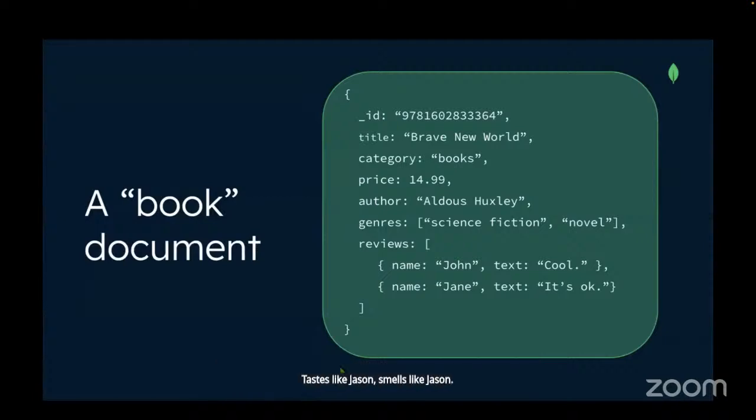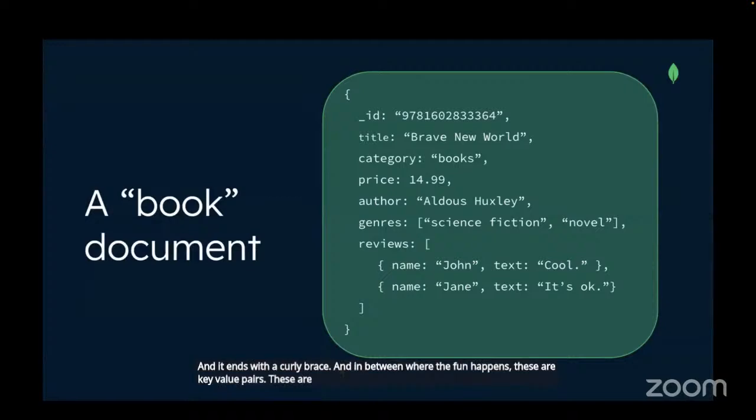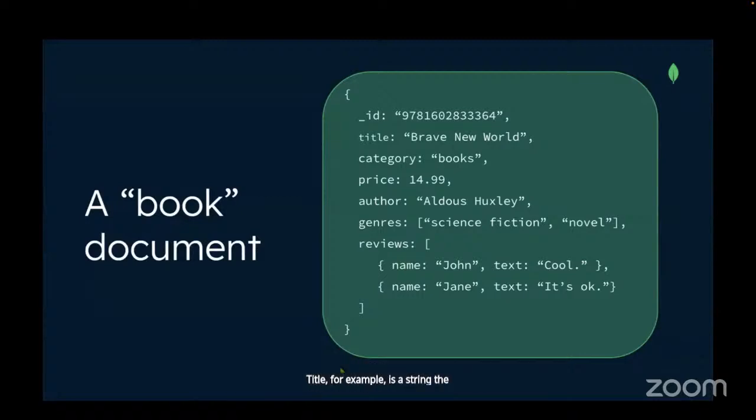JavaScript object notation. It begins with a curly brace, and it ends with a curly brace. And in between, where the fun happens, these are key value pairs. These are fields. Okay, so keys are always going to be string. Title, for example, is a string. The value can be a string, it can be a number, it can be an array, it can even be another document. In the case of reviews, we have an array of additional documents.